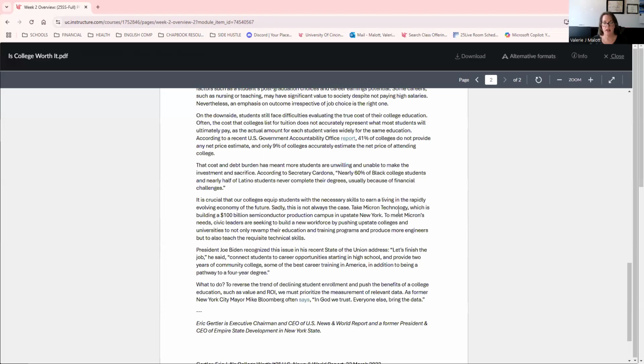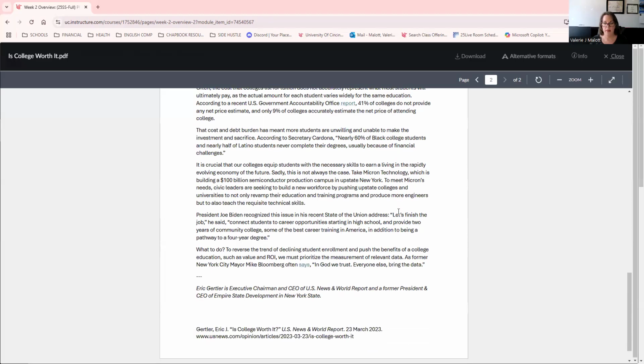2-year degrees are a little bit different, but I think it's pretty good and pretty solid data that shows that the return on investment is pretty positive. So that's a good article.